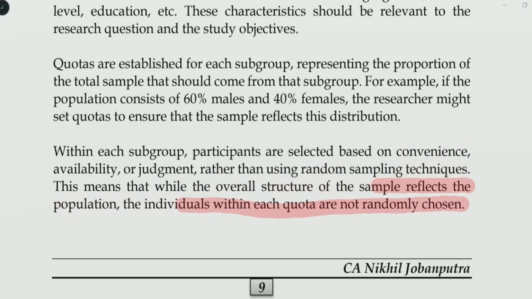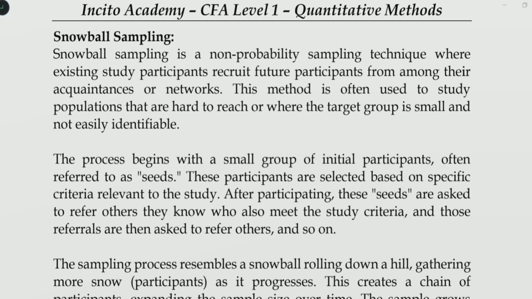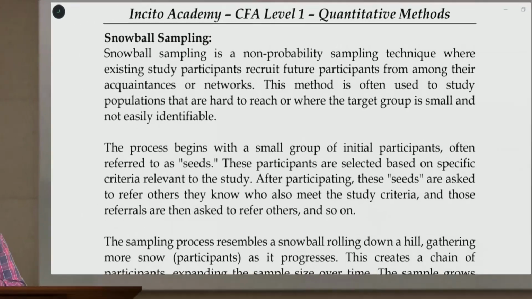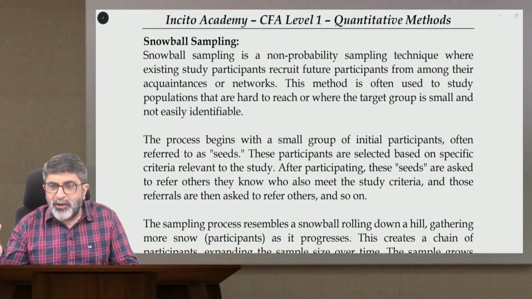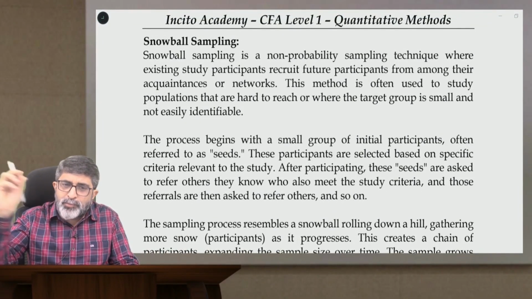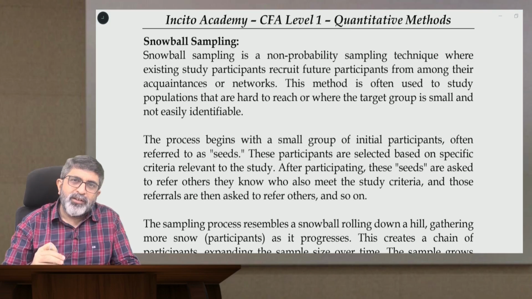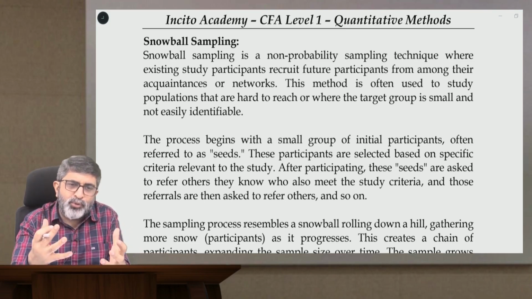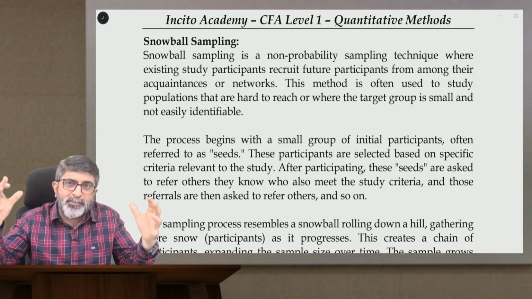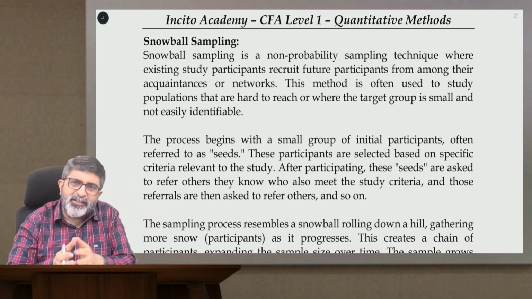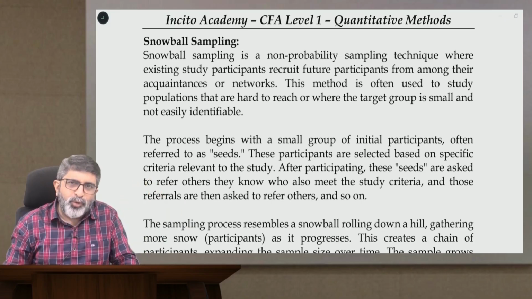randomly chosen. Now, the last in this category would be what we call snowball sampling. Now, what exactly is snowball sampling? Do you know what is the nature of a snowball? It starts with a very small, tiny snowball. As it rolls down the hill, it keeps accumulating more and more snow along with that, and the ball becomes bigger and bigger. By the time it hits the ground, it's a huge ball of snow.